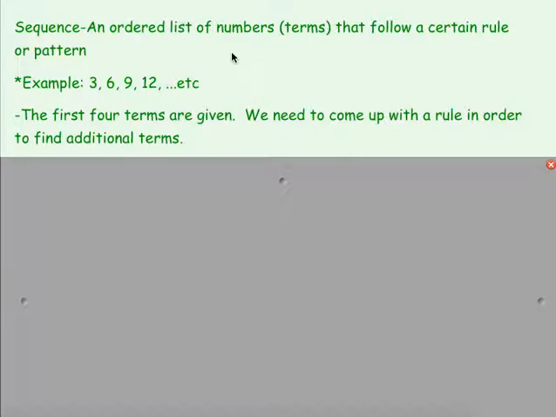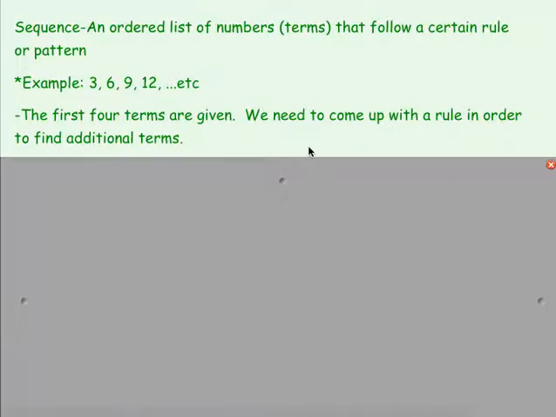an ordered list of numbers that has a pattern: 3, 6, 9, 12. And we would say, well, each one of these, we add 3 to the previous term to get the next term. So the first 4 terms are given. We need to come up with a rule in order to find additional terms.